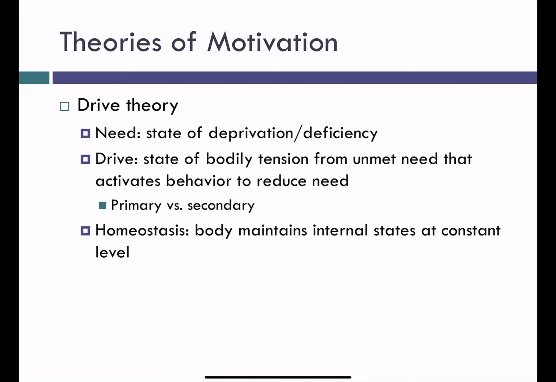We can have primary and secondary drives. Primary drives are biological, hunger and thirst, things like that. Secondary drives come from experience. So we know that with money, we can purchase the other things that we want. And this is really useful to explain behavior that has biological components like hunger. But we also know that hunger is more than just physiological because we eat when we're not hungry.